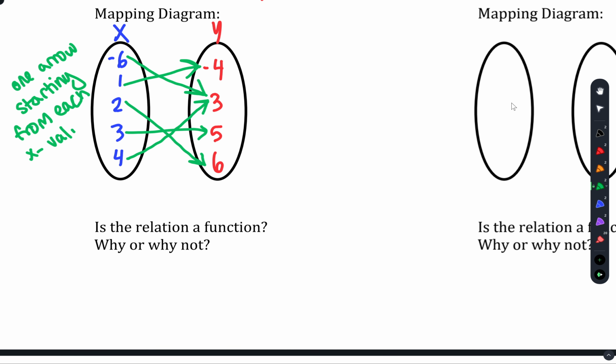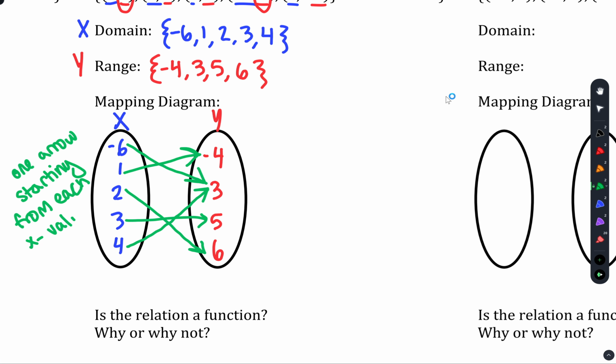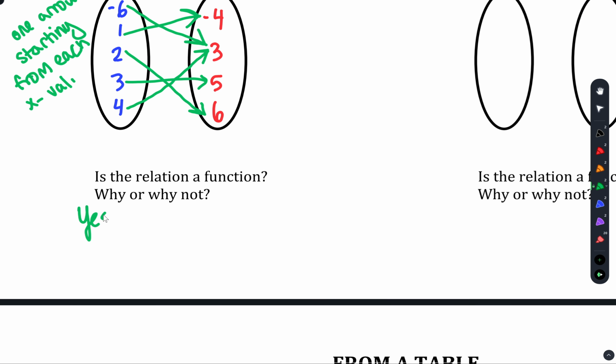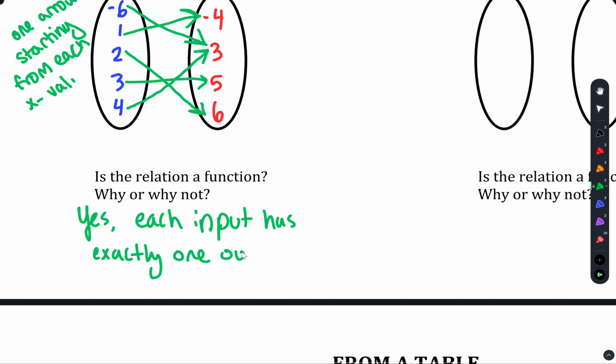Let's zoom in a little bit here. Is the relation a function? Yes. Because, and you're going to pretty much write this exact same sentence for every single one that is a yes. You're going to say each input has exactly one output. Oops, if I could spell.